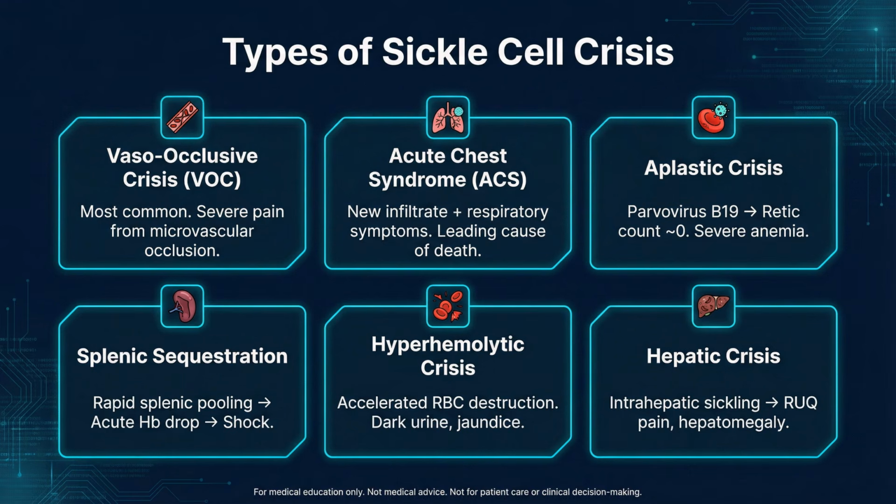Third, aplastic crisis, which is a transient failure of erythropoiesis, most often caused by a parvovirus B19 infection. This leads to a sudden, severe anemia as the reticulocyte count plummets. And fourth, splenic sequestration, where there is a rapid pooling of blood in the spleen. This causes a precipitous drop in hemoglobin and can quickly lead to hypovolemic shock, especially in children.